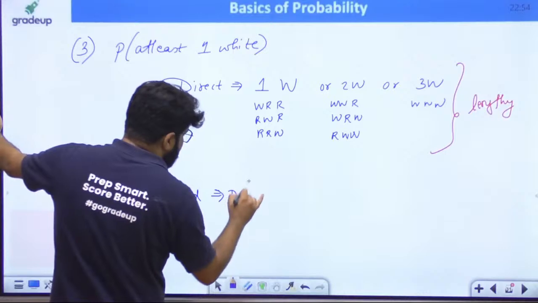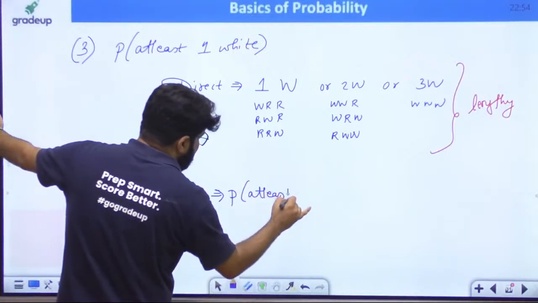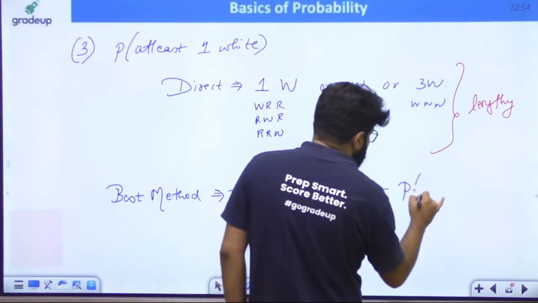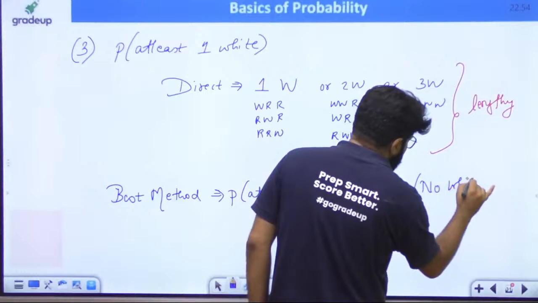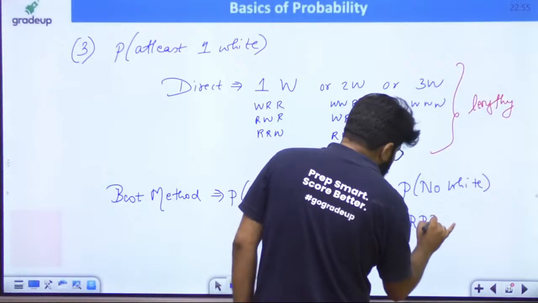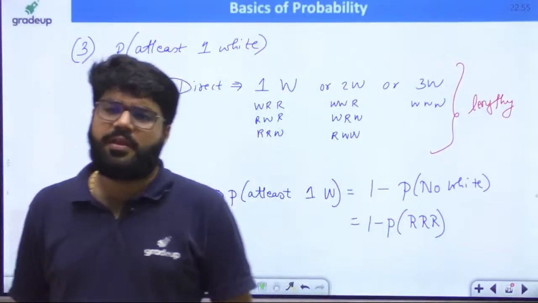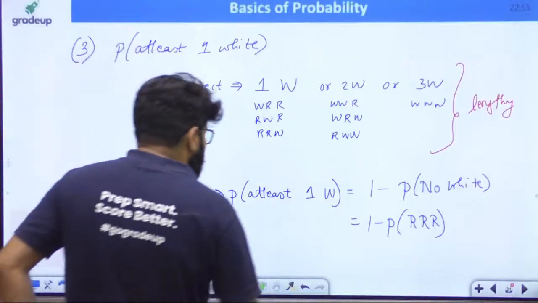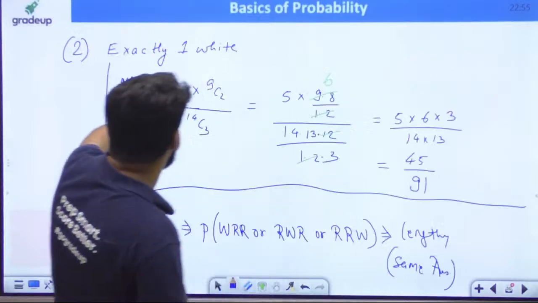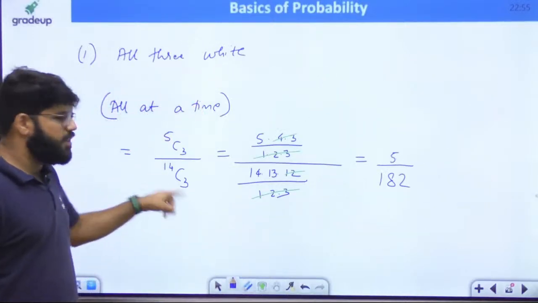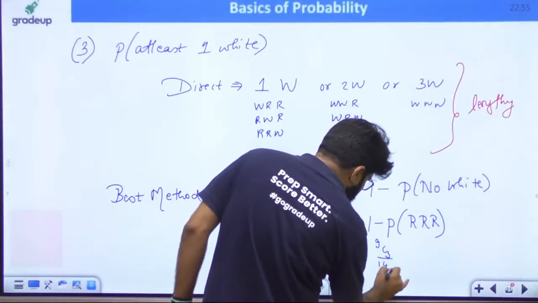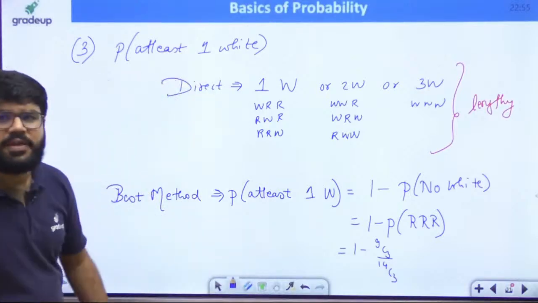Probability of at least one event, जो मैंने आपको कल define किया. Probability of at least one white is equal to 1 minus probability of no white, 0 white. That means probability of 3 reds. No white means all the 3 are red. Now what is the probability all 3 are red? 3 red out of 9. जैसे पहला question किया, what was the first question? All 3 white, तो 5C3 upon 14C3. Here, all 3 red, so 9C3 upon total 14C3. Just we have to simplify this calculation.